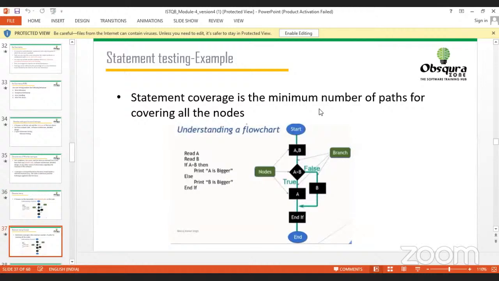Statement coverage is the minimum number of paths for covering all the nodes. So we consider only those black boxes. Any way we do it, the minimum number of paths required to cover all the nodes. So considering this example, what is the minimum number of paths to cover all these nodes, all these black boxes? Can anyone say? Yes, 2. Muhammad, 2.